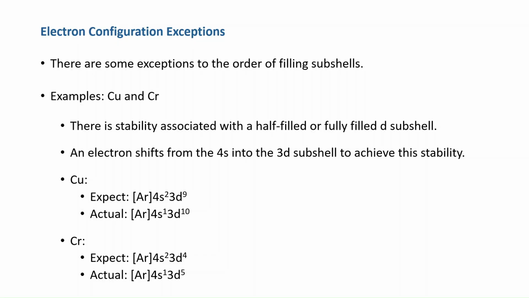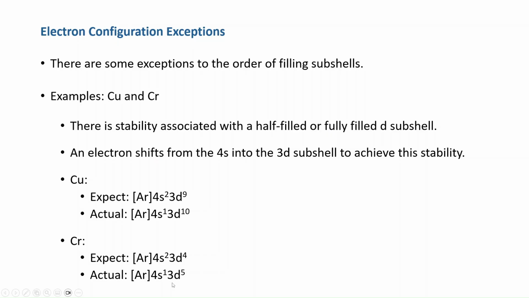And there are some exceptions. Okay? You're going to see that's very common in chemistry. Copper and chromium. They're not going to follow the order that you expect from the periodic table. Okay, so for copper, you expect argon 4s2 3d9, but it's actually 4s1 3d10. Who would have guessed that? Chromium should be argon 4s2 3d4, but it's 4s1 3d5.